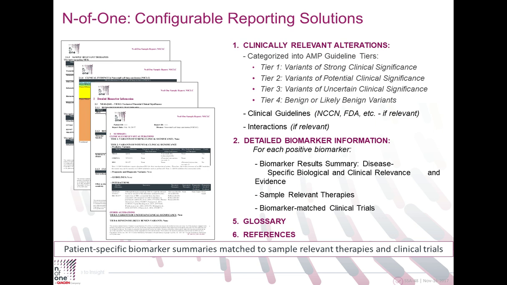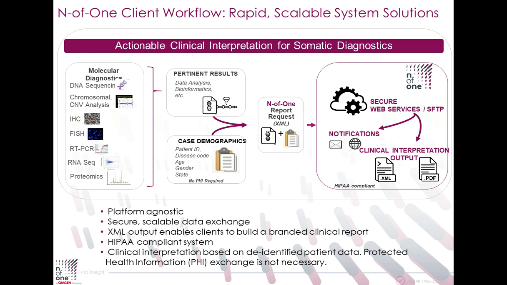It's a tier-based reporting system with levels of evidence that are defined in that paper. And to give you a sense of our workflow, a test may be performed, the results are combined with case information, a diagnosis code, an age, a gender, location by state or physician zip code, and compiled into an N-of-1 report request XML that's standard across all of our clients. And that's transmitted into the N-of-1 system using either secure web services or SFTP.